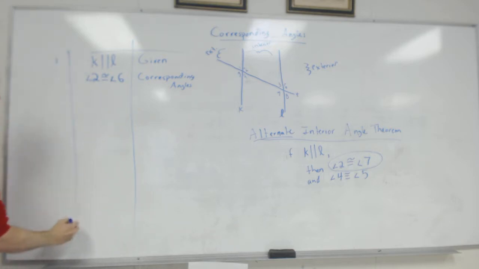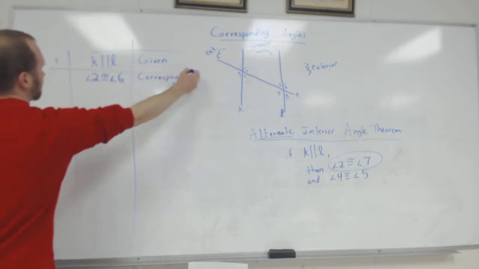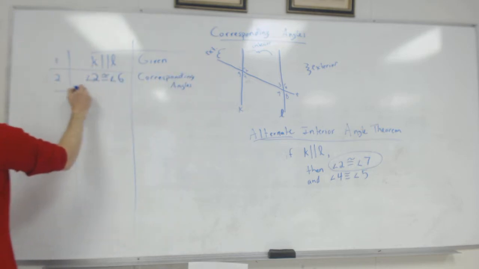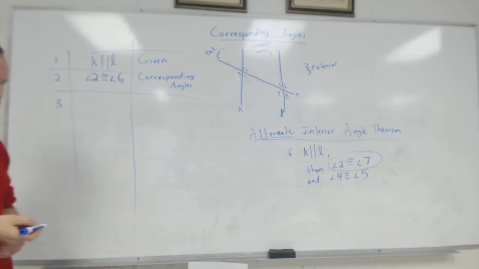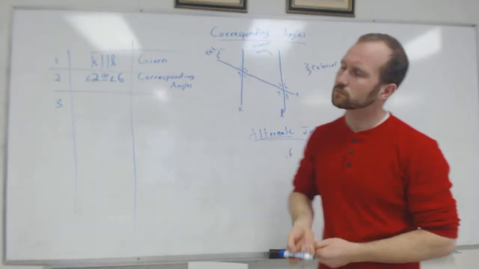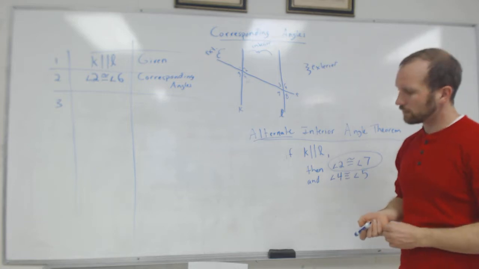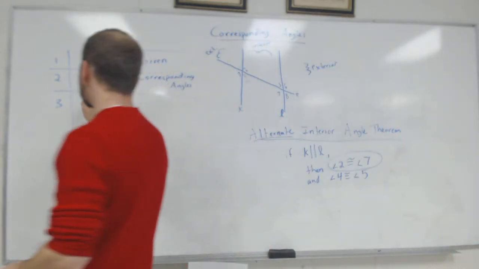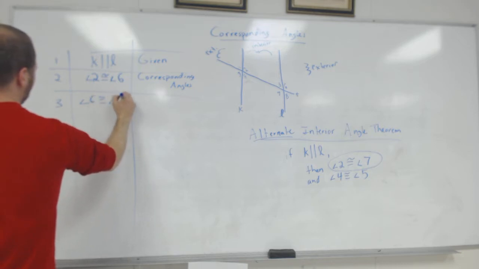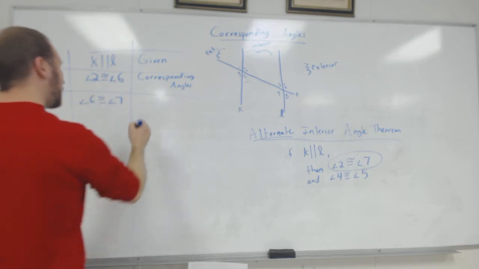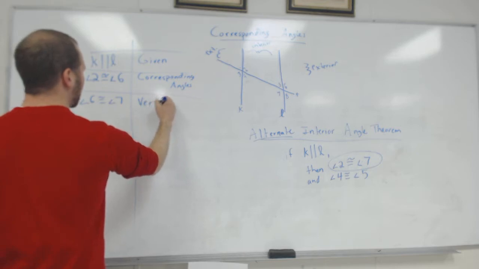Okay, what else do we want to say? It's going to be important to label these two. So this is step 1, this is step 2. What are we going to do for step 3? You do angle 6 and 7 are equal. Yeah. Angle 6 is congruent to angle 7. Why? Because they're vertical angles. Yeah, because we proved the vertical angle theorem.